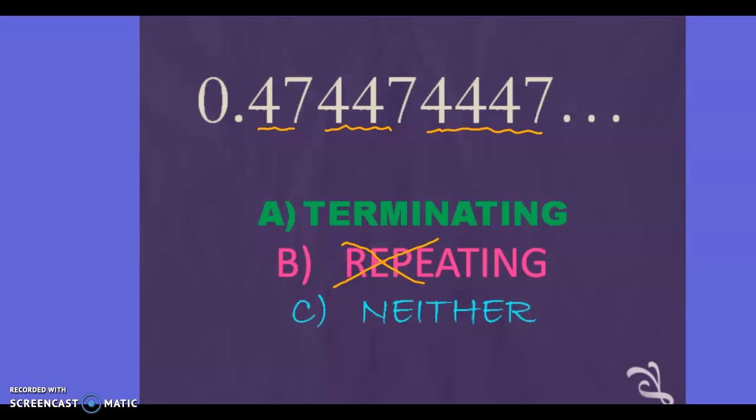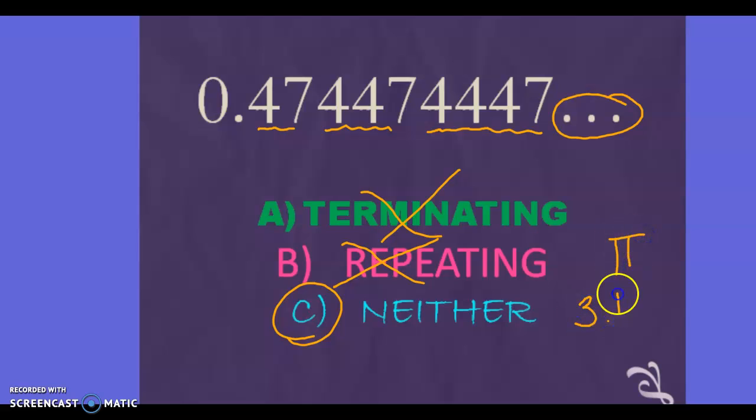Now you have to decide, is it terminating or neither? Well, the 3 dots on the end mean it's going forever and ever, so it is not terminating. The answer to this one would be neither. Another example of a decimal that would be neither is pi. We know pi is about 3.1415, and it keeps going on and nothing is repeating. That would be a decimal that is neither terminating nor repeating.